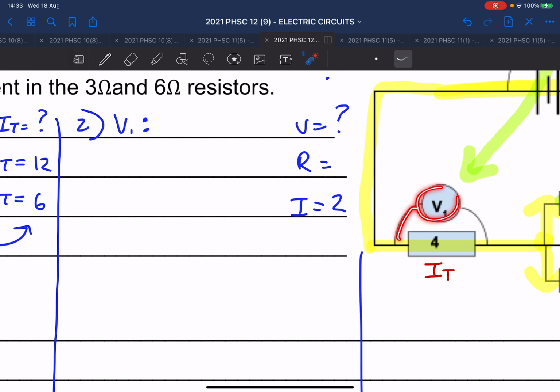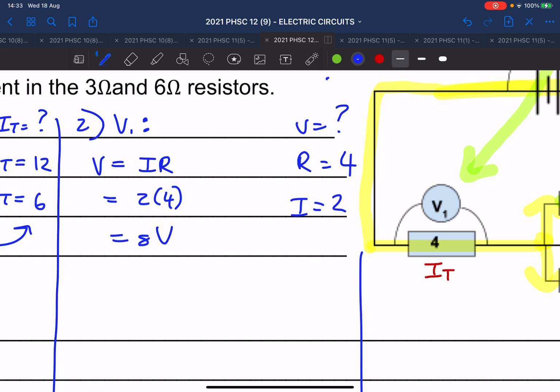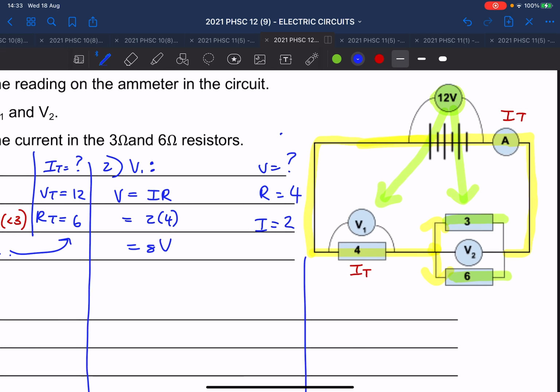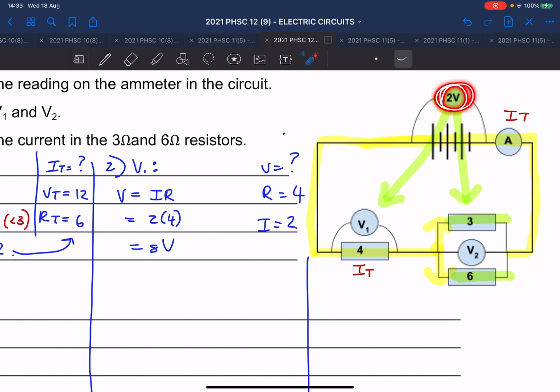That voltmeter is over the 4 ohm resistor. So the resistance that I write down there is 4. If I want to calculate the volts, it's current times resistance. So it is 2 times 4, and that gives you 8 volts. So it means of the 12 volts that you had, 8 volts goes there. Now without doing any big calculation, what will be the reading on V2?